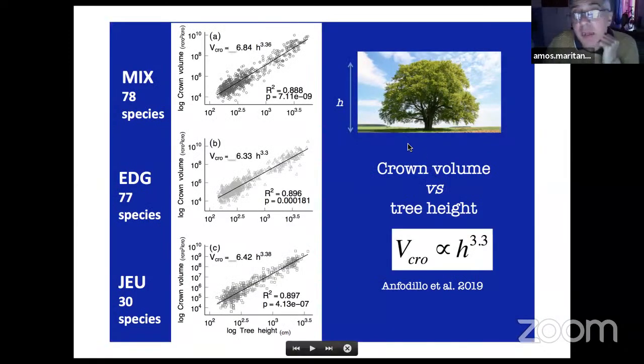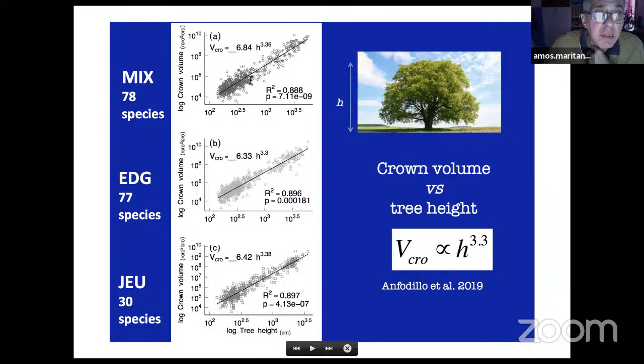You can also measure another trait of the plant besides the trunk radius. You can also measure the volume of the crown. So again, if we plot the log of the crown volume versus the log of the height, we see that there is this cloud of points. There has been no attempt to make an average and plot also the error on the average. These are just the raw data, plotted in a log-log plot as before.